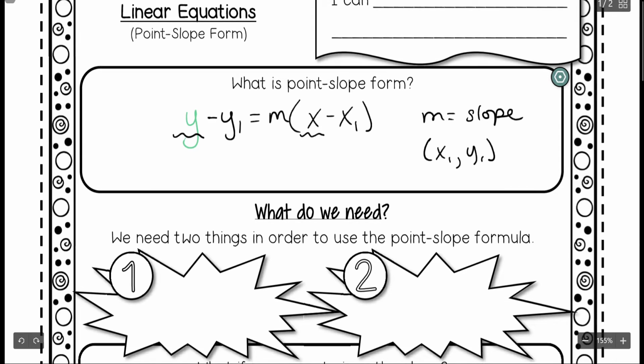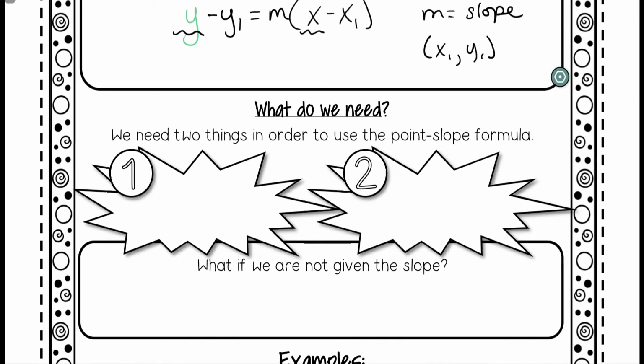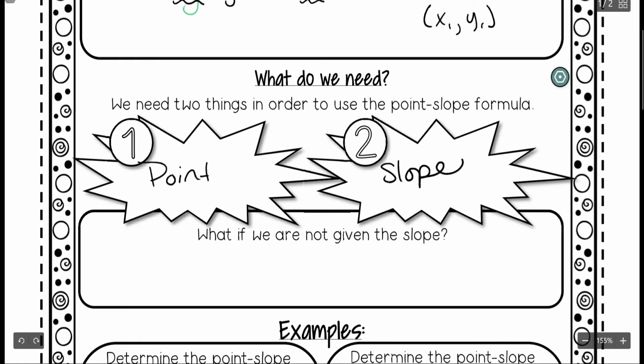Okay, so what do we need to do this? Just like slope-intercept form, you needed the slope and you needed the y-intercept. For point-slope, you need a point, any point on the line, and you need the slope. Well, what if we're not given slope? Well, we know that we can take m is equal to y2 minus y1 over x2 minus x1, again, where x1, y1 is one ordered pair, and x2, y2 is another ordered pair.